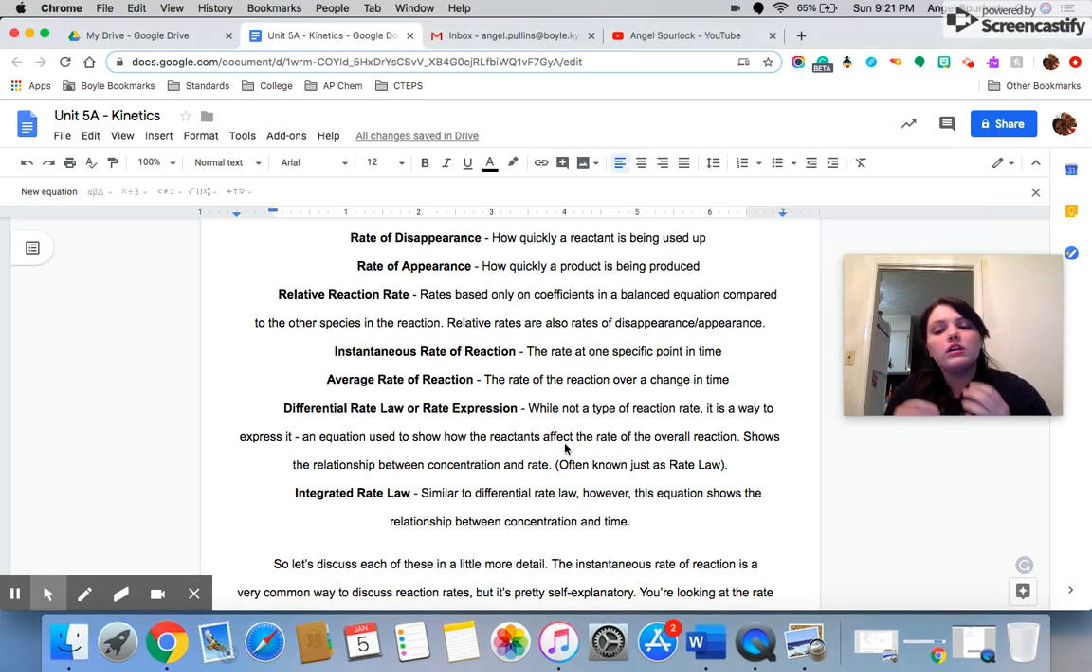Now, I included two other pieces of information here that are technically not types of reaction rates, but it's a way to express it or solve for it. So we have the differential rate law, or just regular rate law, which is an equation used to show how the reactants affect the rate of the overall reaction. It shows the relationship between concentration and rate. We also have the integrated rate law, which is similar to the differential, except it shows us the relationship between the concentration of our reactants and the time that the reaction is going through, okay?